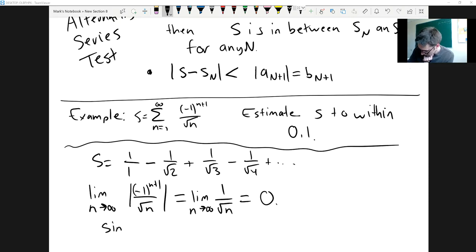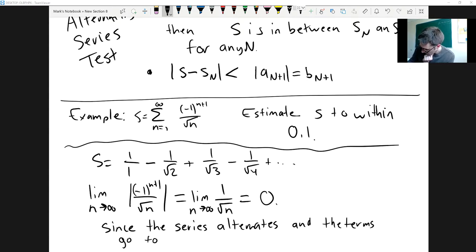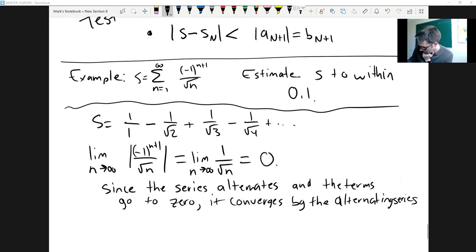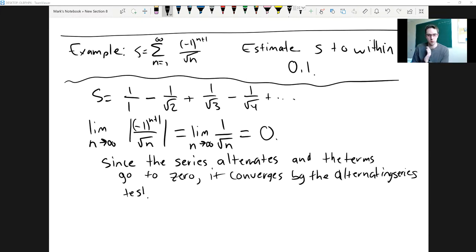And so since the series alternates and the terms go to 0, it converges by the alternating series test. Okay, so it does converge. The alternating series test tells us as much.